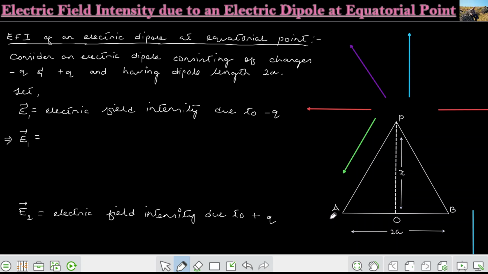Now, let at point A a minus charge be placed and let at point B a plus charge be placed. Due to this, there will be electric field intensity. Now, let point P be at a distance x from the center O of the dipole, where we have to find the electric field intensity.